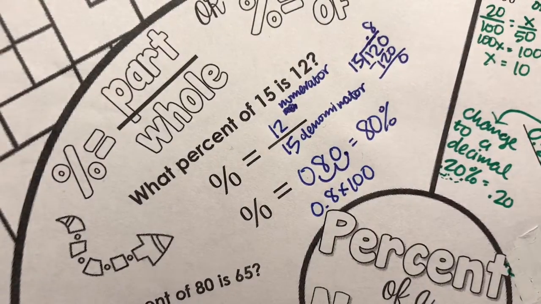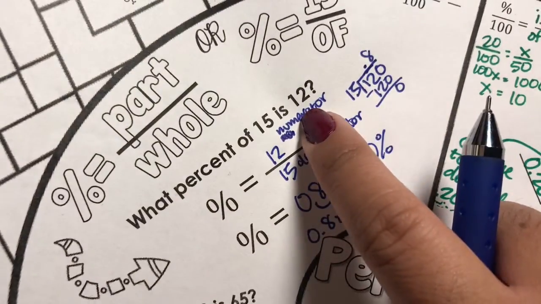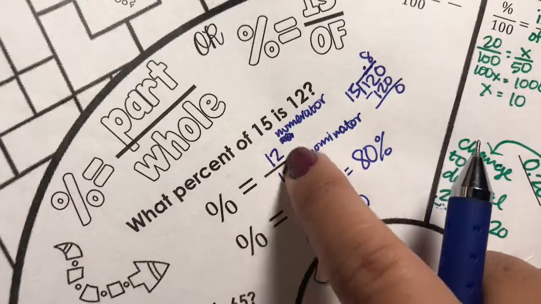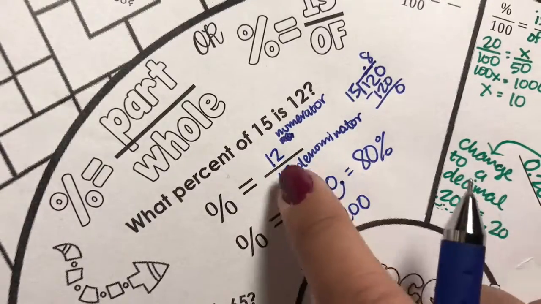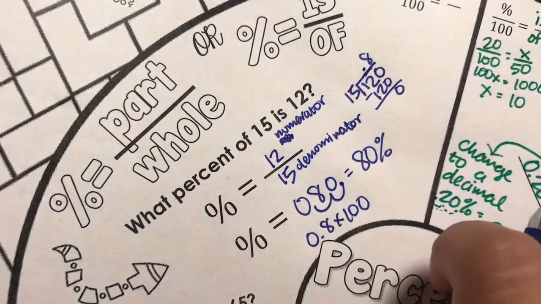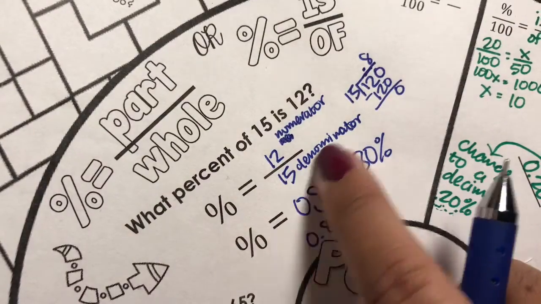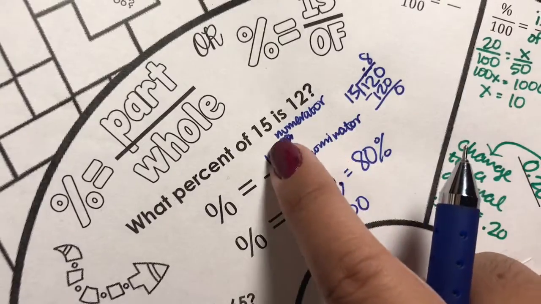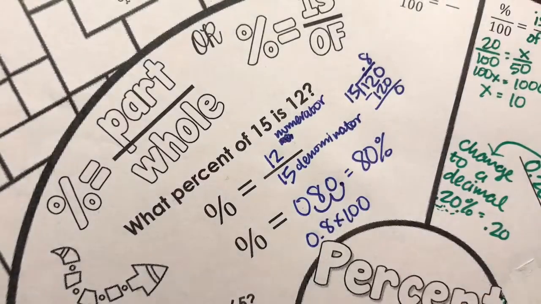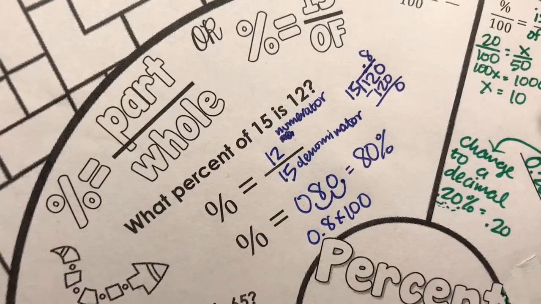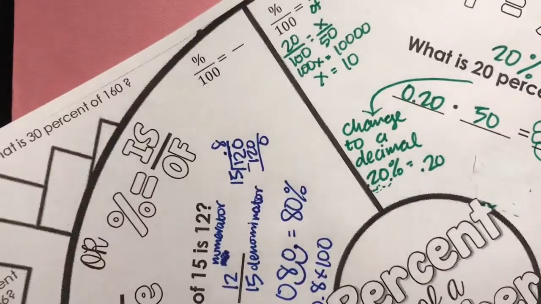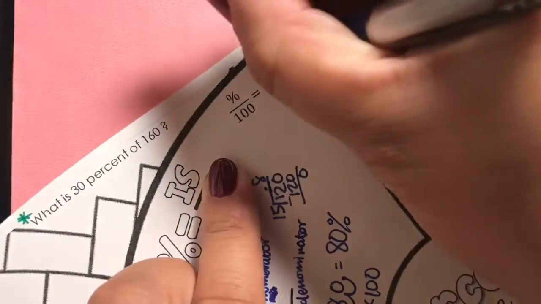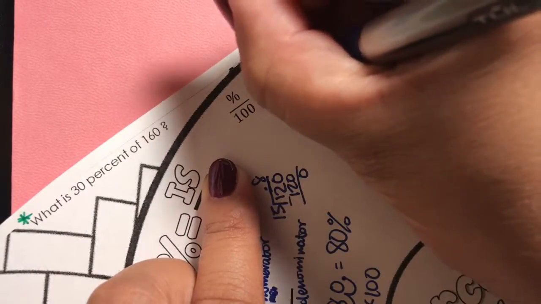So you have 80%. What percent of 15 is 12? It is 80%. So 12 is the part, this is the whole. So 12 out of 15 is 80%. Think about it: if you had a test that was worth 15 points and you got 12 points, you got an 80% on the test. Okay? So another way to think of this is the percent over 100 equals is over of.